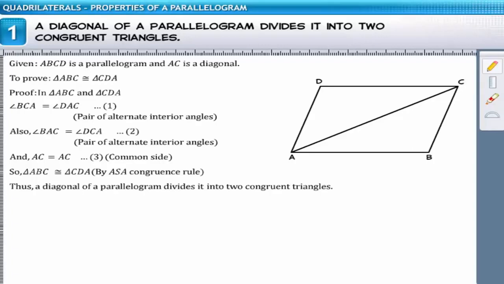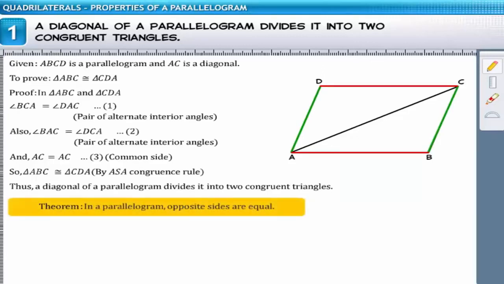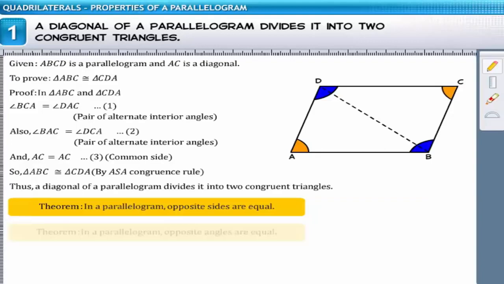Now, continuing with the same parallelogram, which is divided into two congruent triangles. By CPCT, we can say that the corresponding sides of the two congruent triangles are equal. That is, side AB is equal to DC and side AD is equal to BC. Thus, we conclude in a parallelogram, opposite sides are equal. Also, corresponding angles are equal. That is, angle B is equal to angle D. Similarly, on drawing the other diagonal, we get angle A is equal to angle C. Thus, we conclude in a parallelogram, opposite angles are equal.